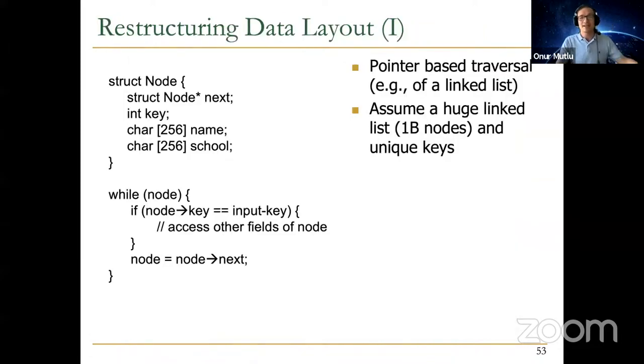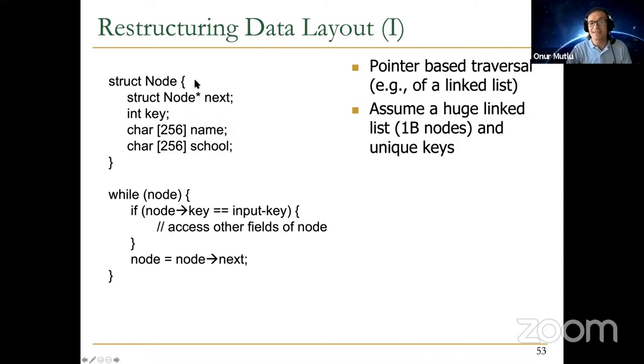Okay, let's take a look at another example on restructuring data layout. I'm going to give you this example on the left. Basically, you have a node that looks like this. This is a linked list, essentially. We're going to look at a pointer-based traversal of a linked list and assume we have a huge linked list, 1 billion nodes and unique keys. We're going to traverse each node and check whether the input key given by the user matches the key stored in the node. If that's the case, we access other fields of the node and do some operation that is not shown here. Otherwise, we move to the next node and do the same check in the next node.